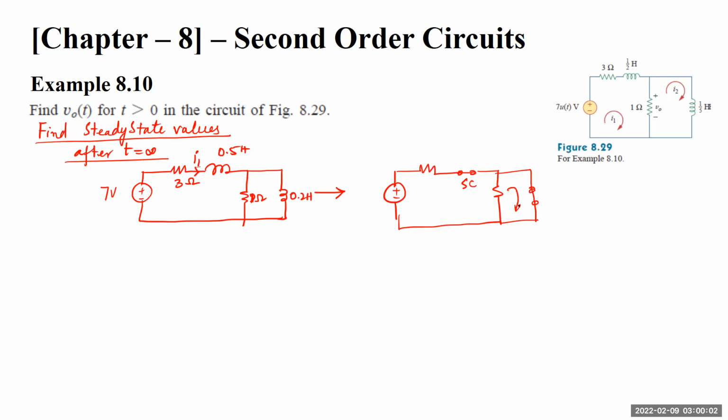This is my I2, this is my I1. This is 3 ohms, this is 1 ohm, and this is a 7 volt source. So I1 at infinity will be 7 divided by 3 amperes, and this is the same as I2 at infinity, 7 by 3 amperes. So both values are the same. So we have found the values which will be there at infinity for both of these circuits.